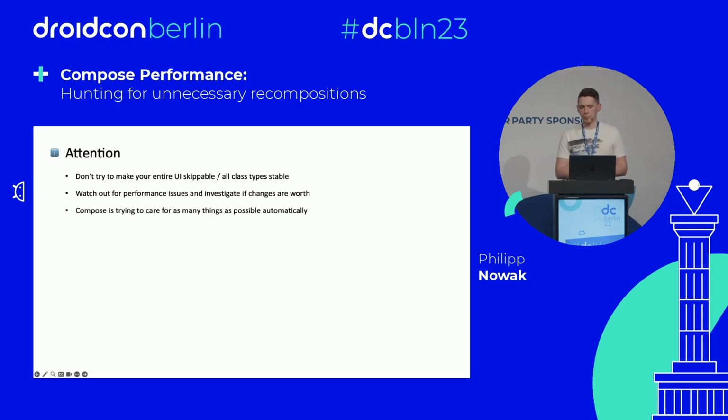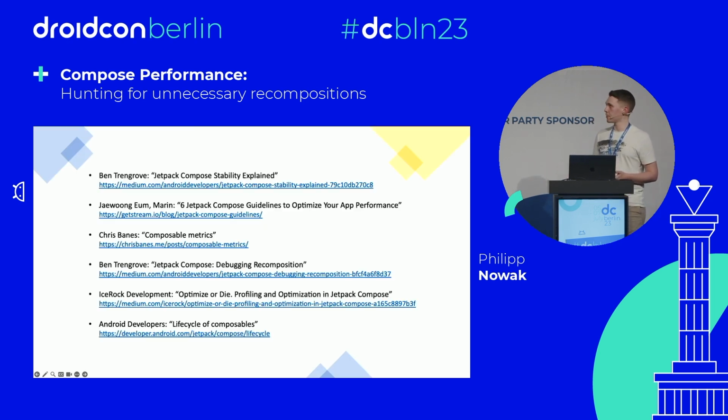Under the hood, Compose is trying to take care of as many things as possible automatically, which means everything you saw today, especially things in examples number 3 and 4 about Compose compiler metrics, should only be used to investigate actual performance issues. That being said, we came to the end of the presentation.